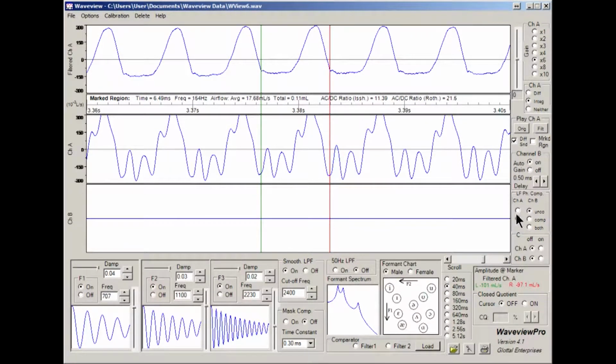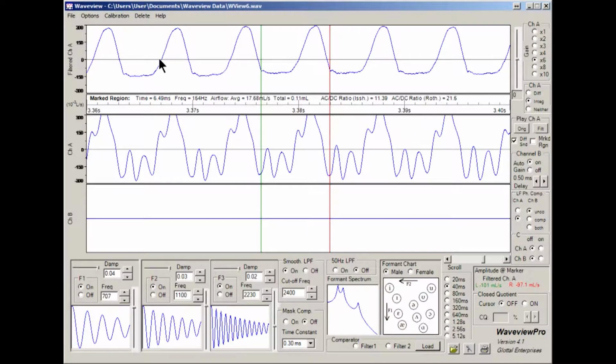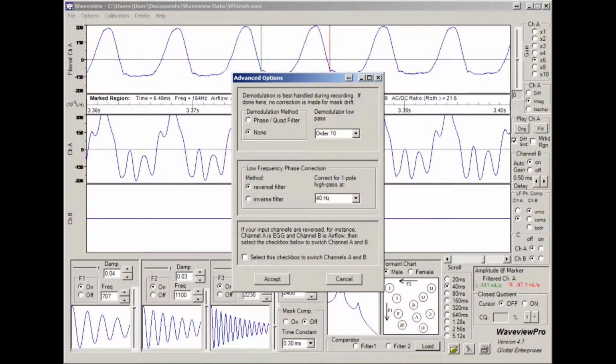Without the compensation, you see there's a slope to the zero flow level here, which is not in the glottal flow signal. So I'll turn the compensator on, and the compensator is set. If you want to see how it's set, we could go to Options, Advanced Options. It's set to 40 hertz, which is a good setting for a typical microphone, and a reversal filter.